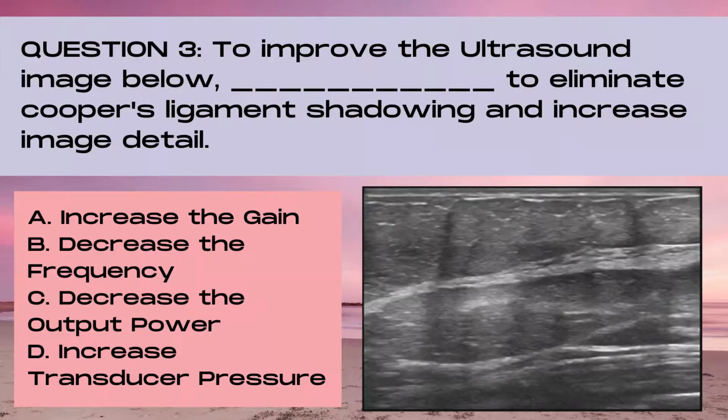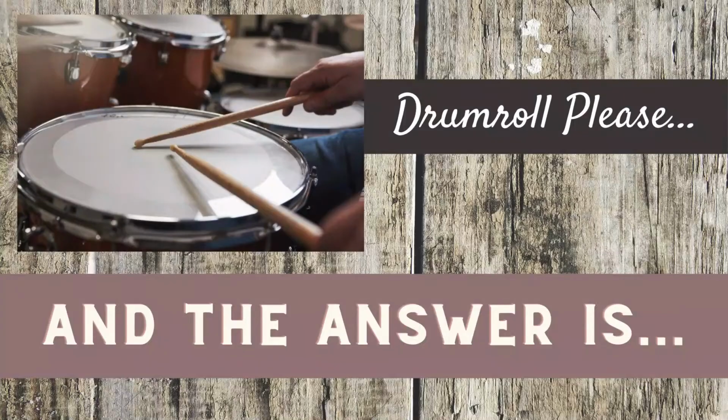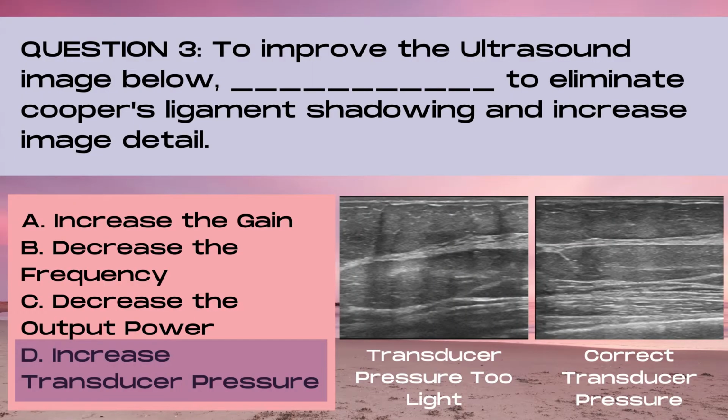Question 3. To improve the ultrasound image below, blank, to eliminate Cooper's ligament shadowing and increase image detail. A. Increase the gain. B. Decrease the frequency. C. Decrease the output power. Or D. Increase transducer pressure. And the answer is D.